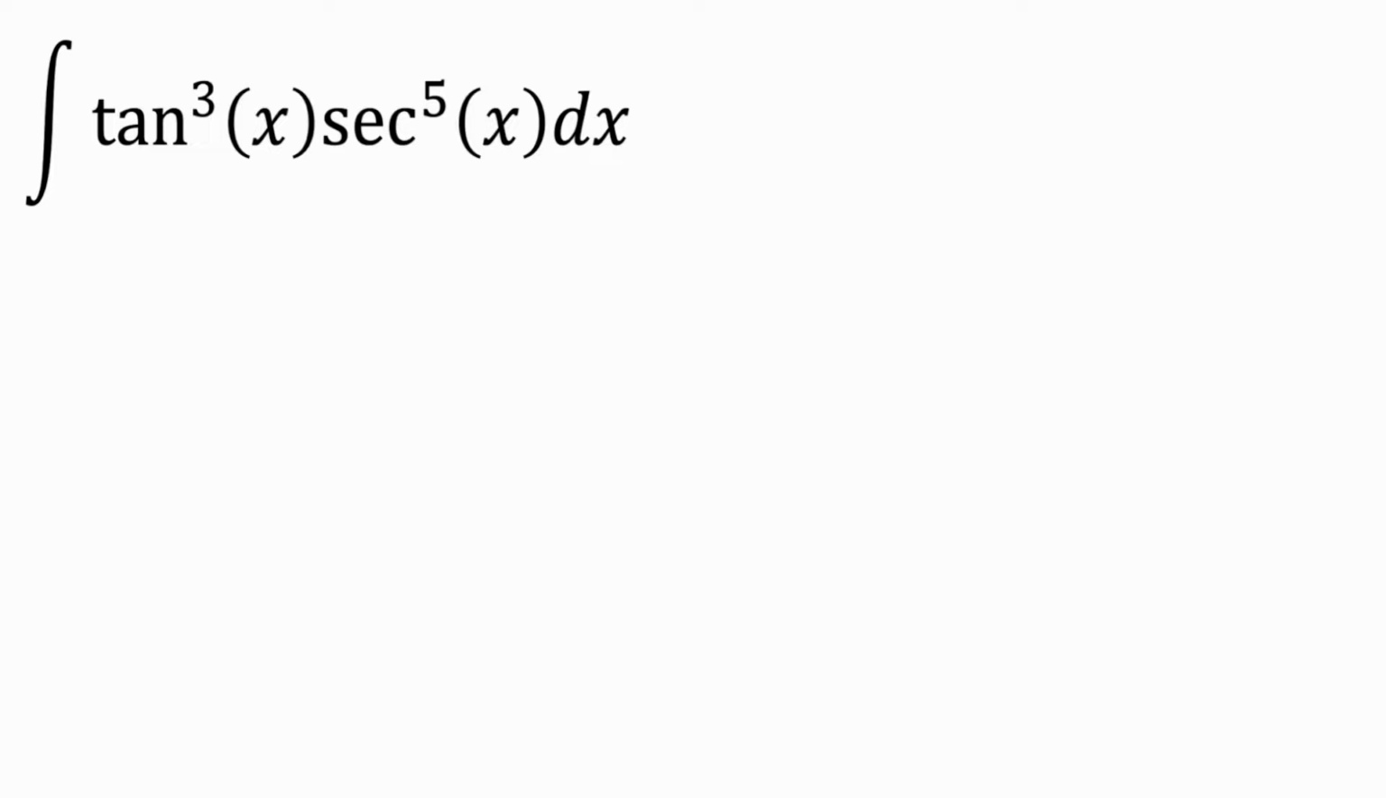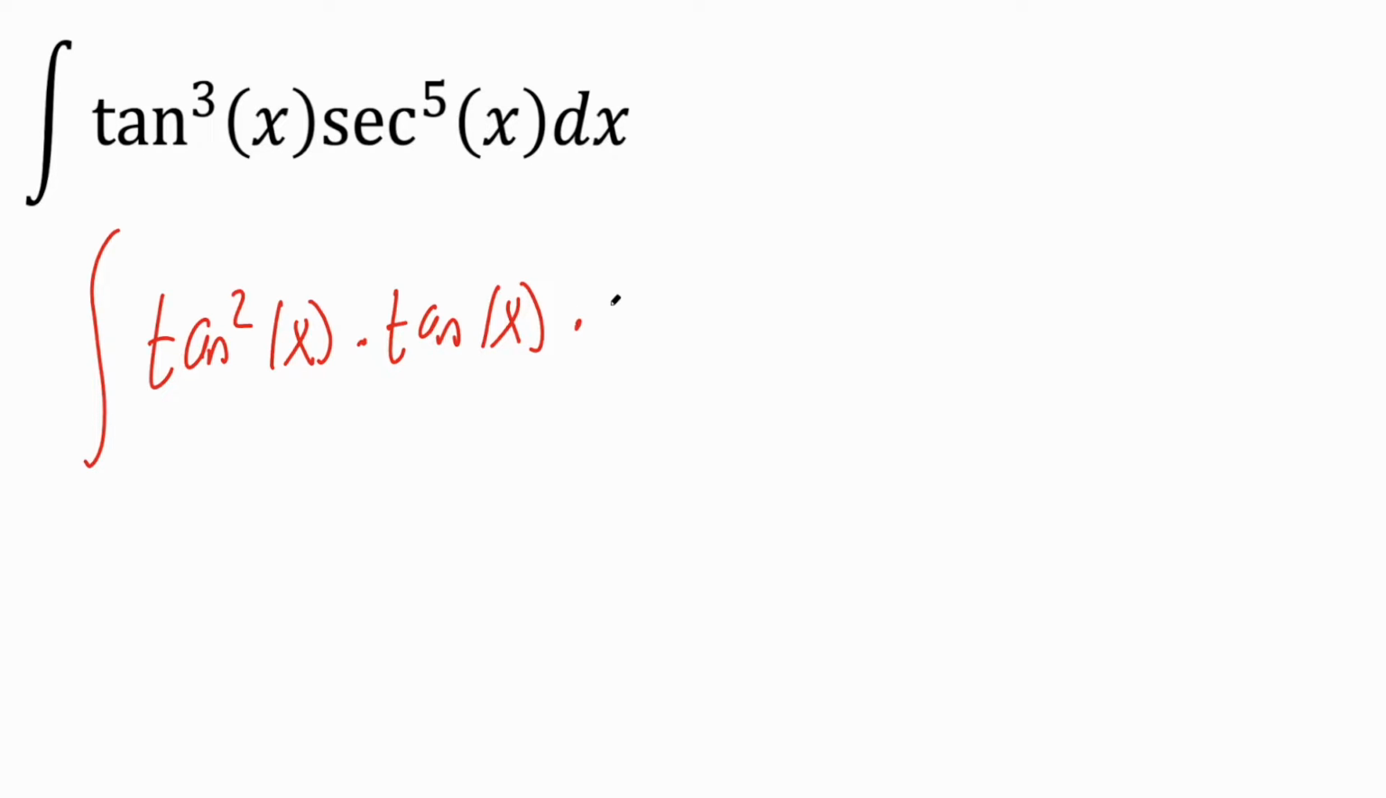And so let's begin. The way I'm going to solve this problem might be kind of weird, but let's just see what I'm going to do. I'm going to have the integral. Instead of saying tan cubed x, I'm going to say I have tan squared x times tan x. And instead of saying I have secant raised to 5x, I'm going to say I have secant x times secant raised to 4 parentheses x dx. And I'm doing this for a very specific reason in order to break this down.